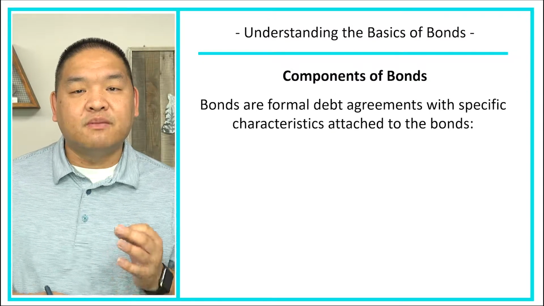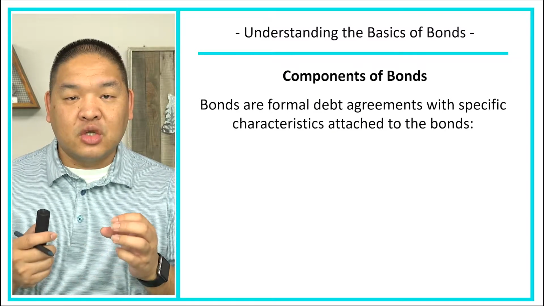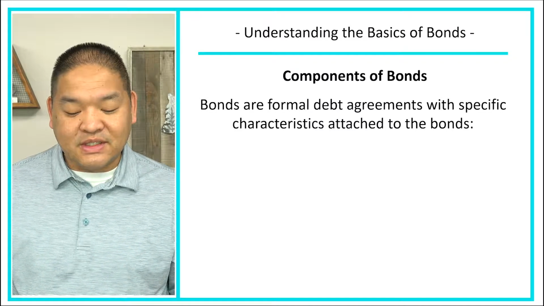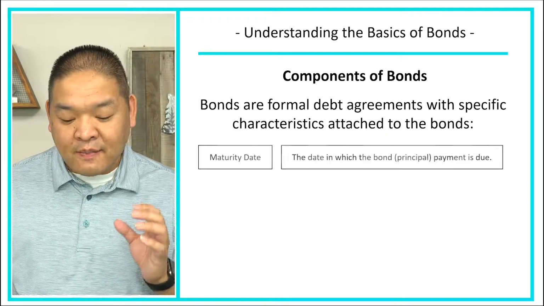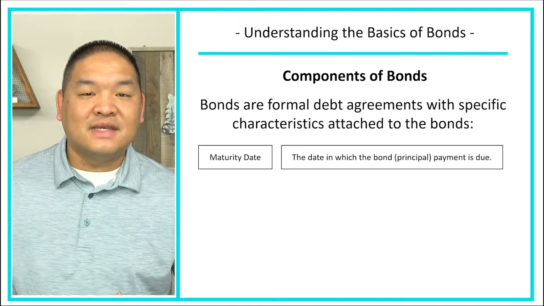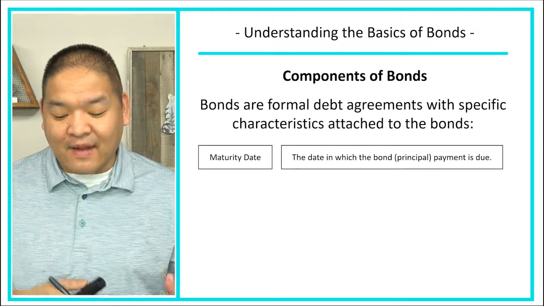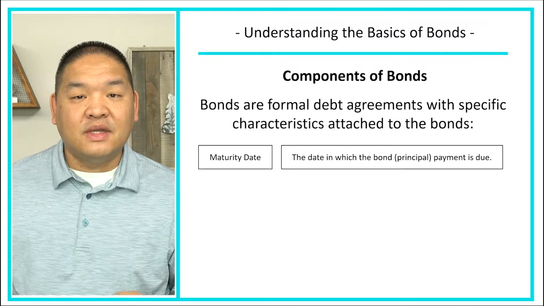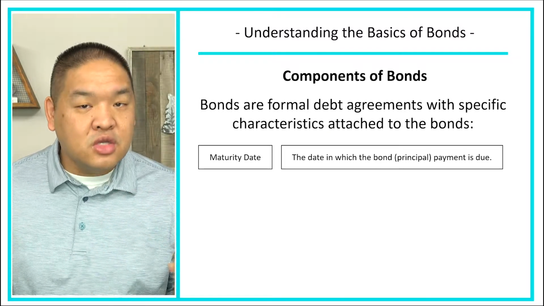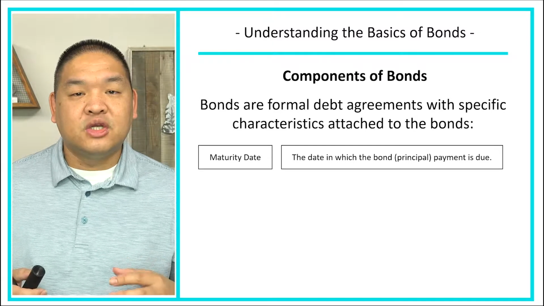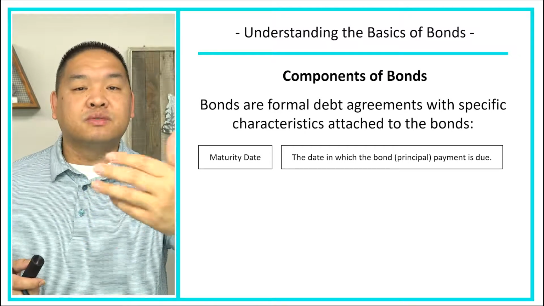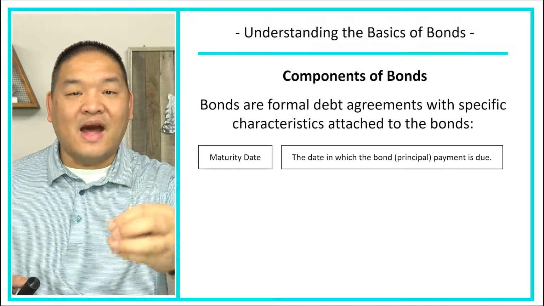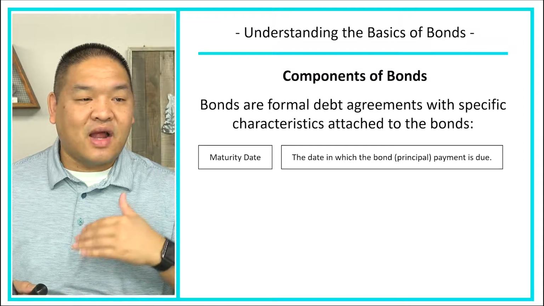Now, there are some components of bonds that are more specific than a notes payable, so we want to make sure that you understand the key terms here. Bonds are formal debt agreements with specific characteristics attached to those bonds. The first thing that you should understand is that each bond will have a maturity date. This is the date on which the bond's principal amount payment is due. So bonds are not necessarily annuities. They are lump sum debt in which the company borrows money and you don't pay back that principal amount until the maturity date.